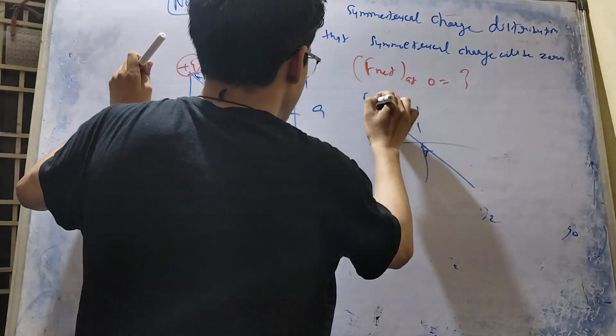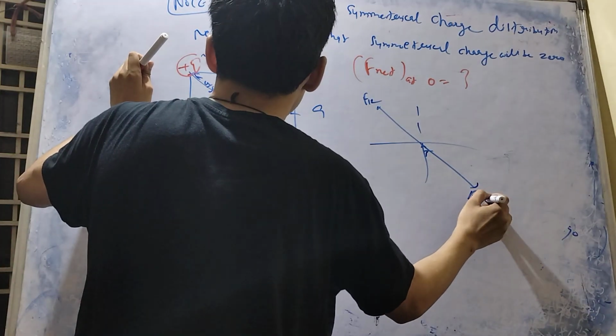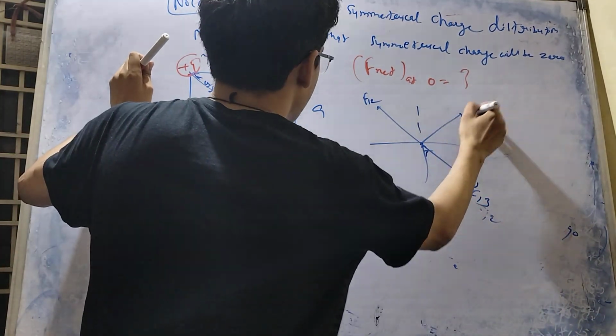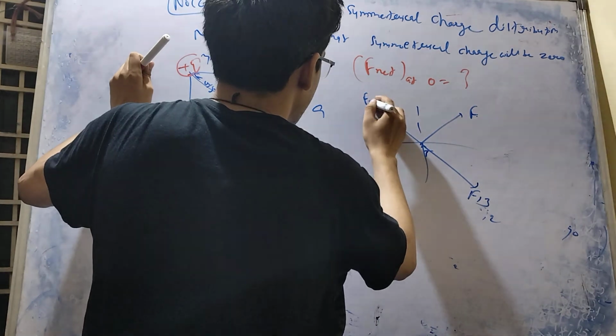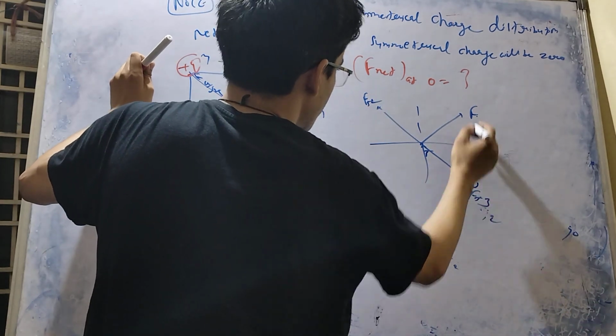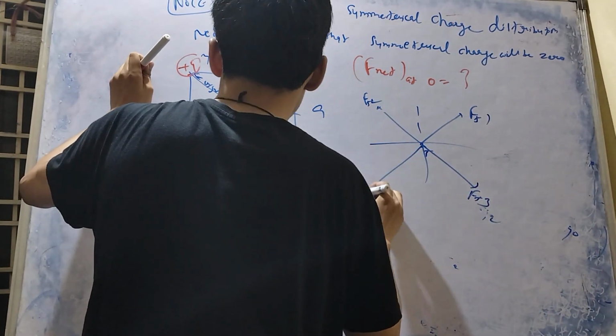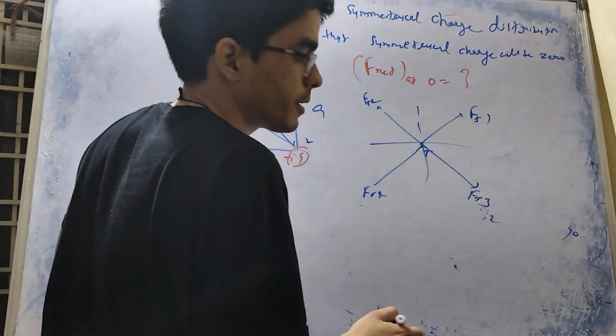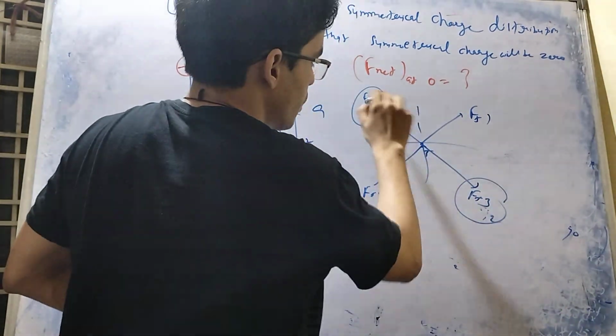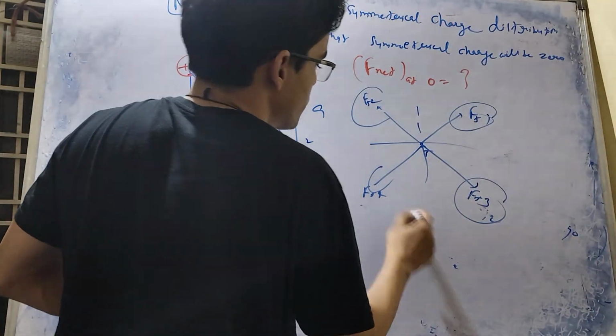F for 1 due to 2, and this is F for 1 due to 3. Here F for 5: this is F5 due to 1, and this is F5 due to 4. Now check here. This cancels out with this, and this will also cancel out. So force net is 0.